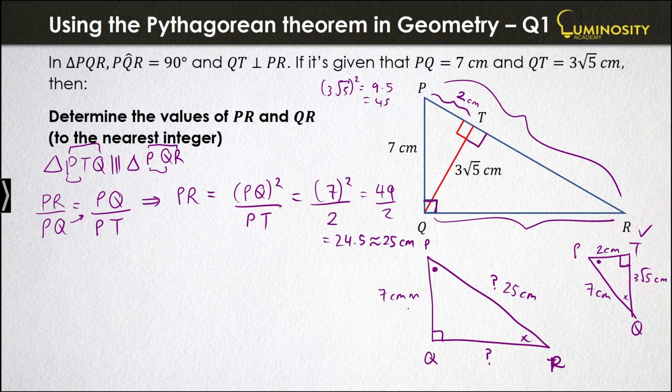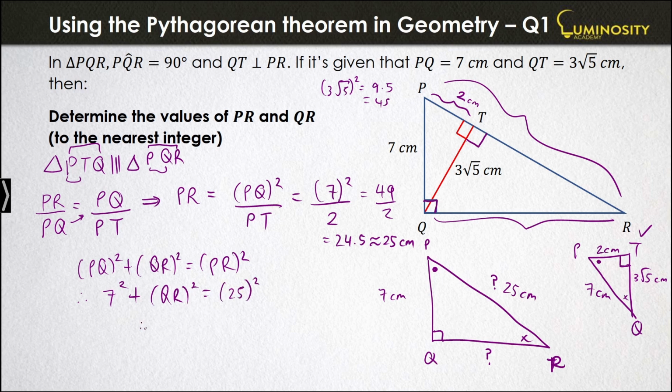So therefore, we can use the Pythagorean theorem here on this right angled triangle now to work out the length of QR. So I can say that PQ squared plus QR squared equals PR squared. So PQ is 7 squared, QR is what we're looking for, and PR we worked out to the nearest integer is 25 squared. So therefore QR squared is equal to 25 squared minus 49. There's a nice trick when you square numbers ending in a 5. So I take the 2 multiplied by 3 gives me 6, and then 5 squared is 25. So that's a nice little trick.